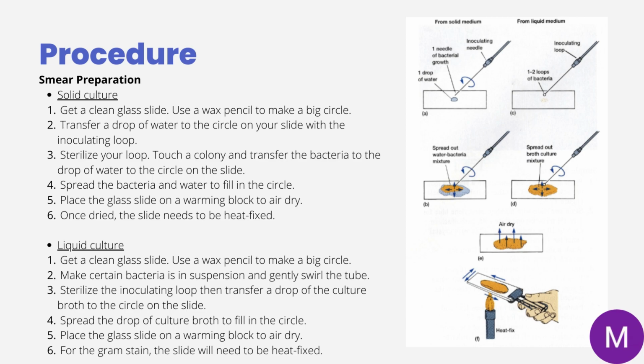An image has been included to demonstrate a more simple detailed visual on the types of smear preparation. As you can see, on the left side is the step for the solid medium, on the right side is the step for the liquid medium, but they both end by air drying the slide. And on the bottom, it demonstrates that it will be heat fixed, which in this case for the liquid culture, it would only be for the gram staining.